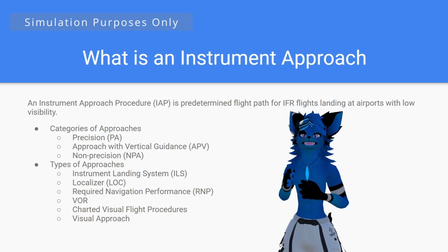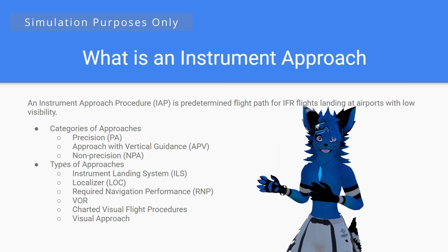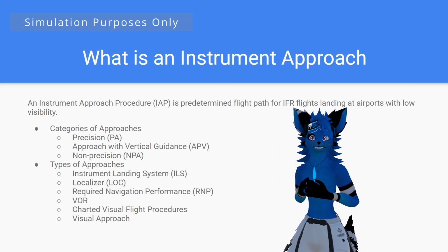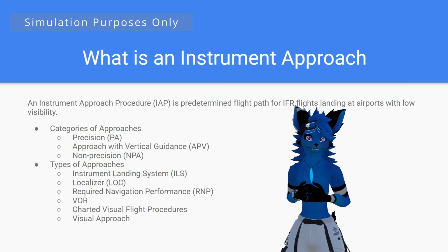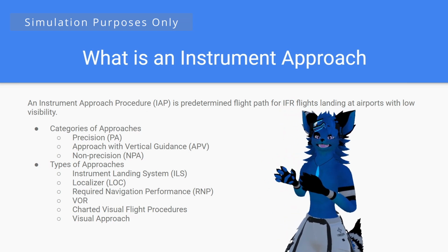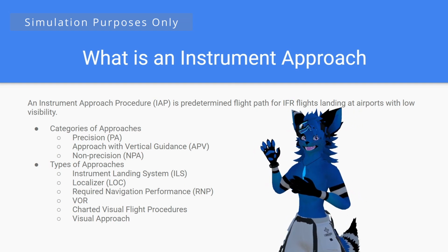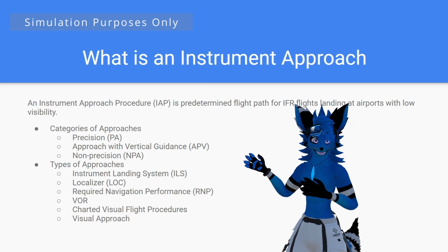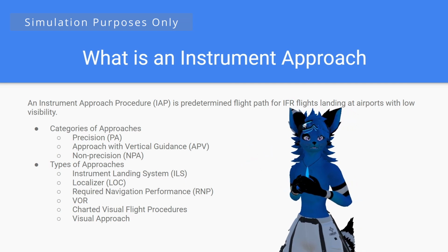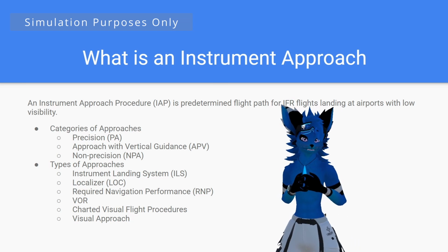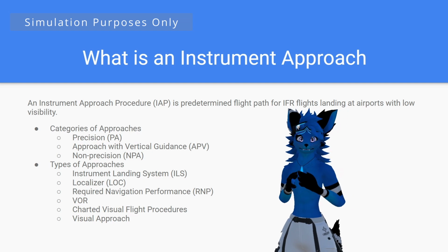Approaches are broken down into three different categories. We have precision approaches, approaches with vertical guidance, and non-precision approaches. Of those three categories, there are a ton of different types of approaches that we could fly. Today, we're going to focus on the ones that you are most likely going to see on the VATSIM network. That's going to be the ILS approach, which is the instrument landing system, localizer approaches, RNP or required navigation performance, otherwise known as RNAV approaches, VOR approaches, charted visual flight procedures, and visual approaches.